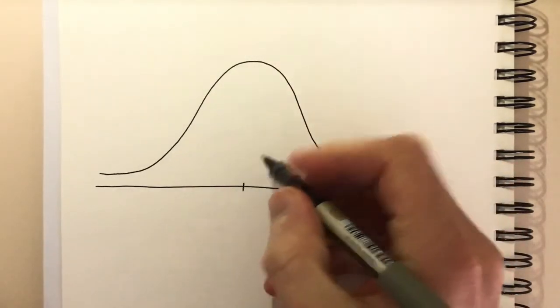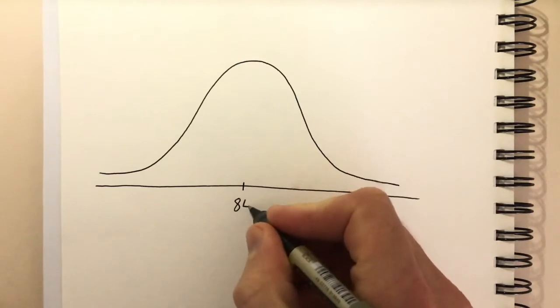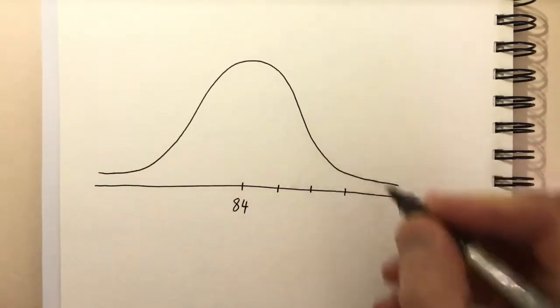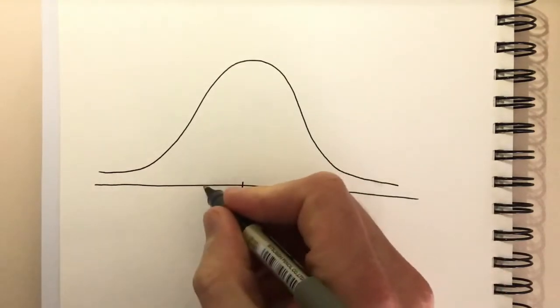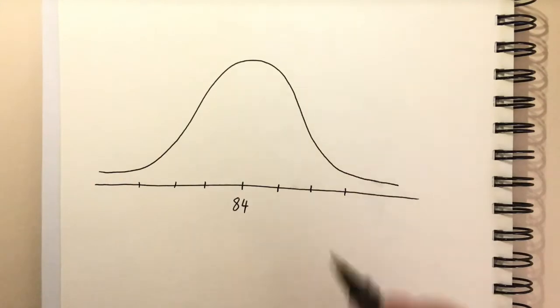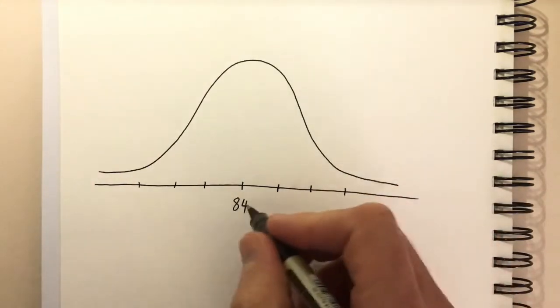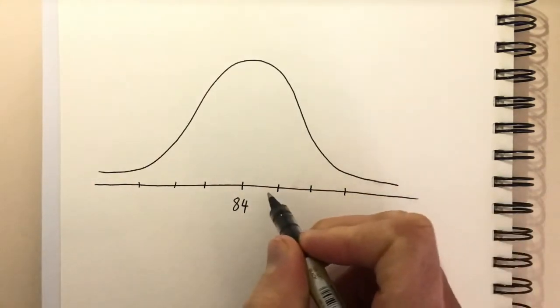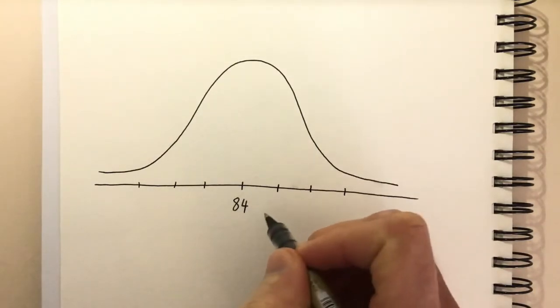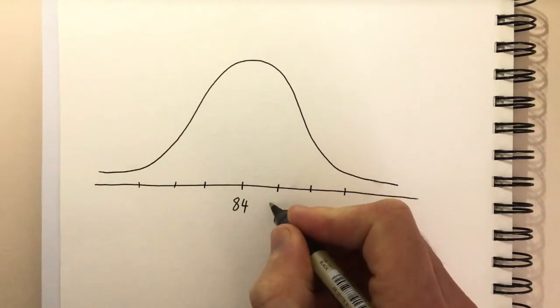So I'm going to mark on 84 as the mean, and then 1, 2, 3 evenly spaced dashes above, and 1, 2, 3 below. Again, it doesn't have to be perfect, but the neater you can make it, the better. And remember that each of these is going to represent 1 standard deviation away from the mean. So each value is 4 units higher than the previous one because the standard deviation is 4.